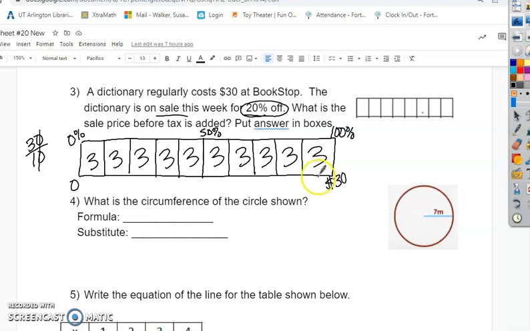I like to start from this end, okay? 10%, 20%. So I'm saving this much, okay? Saving that much. That means this is how much I pay. I pay the rest of this. So I have to pay 3, 6, 9, 12, 15, 18, 21, 24. So the sale price is $24.